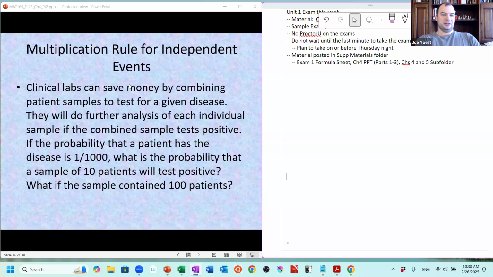So they might look at the ability to combine samples instead of running one test for each individual patient. Maybe if we combine a bunch of the patients together and run one test on the pooled sample, that could be helpful. Maybe that could save us some money or reagents or whatever it is that we're looking to save.